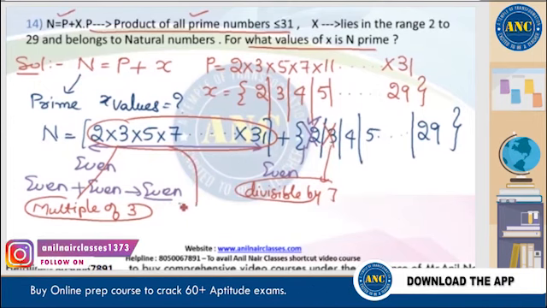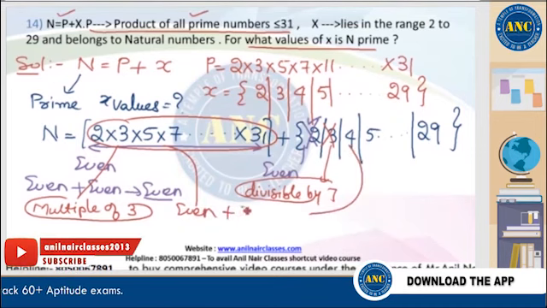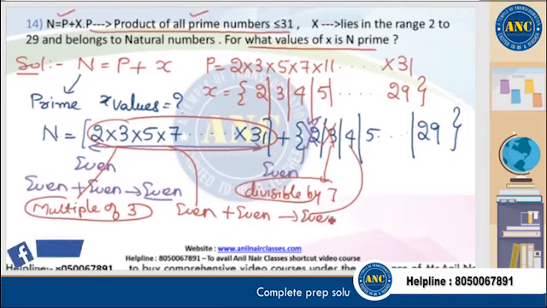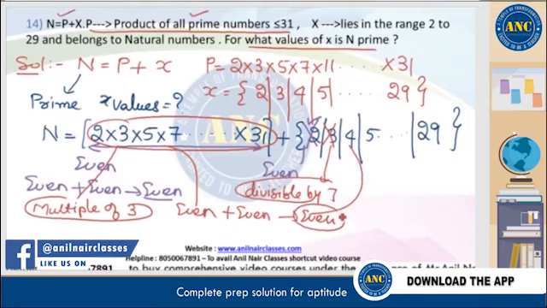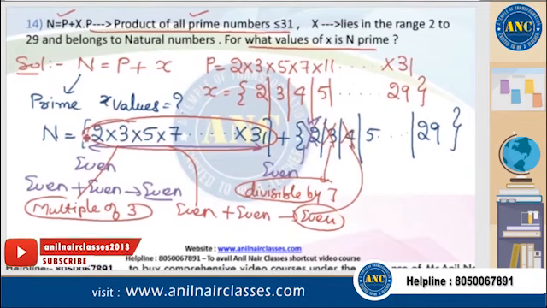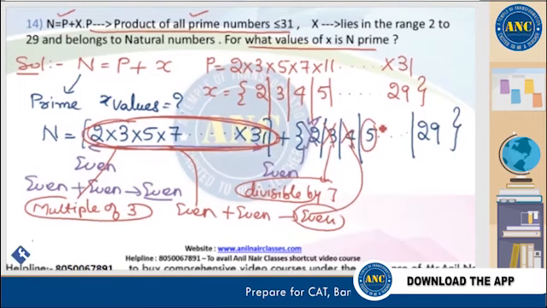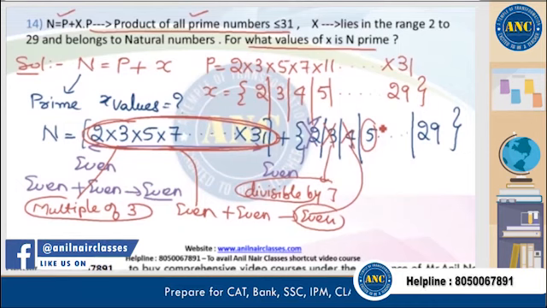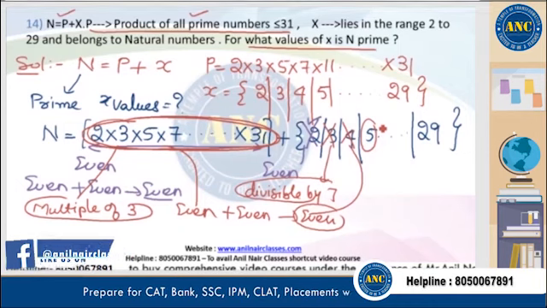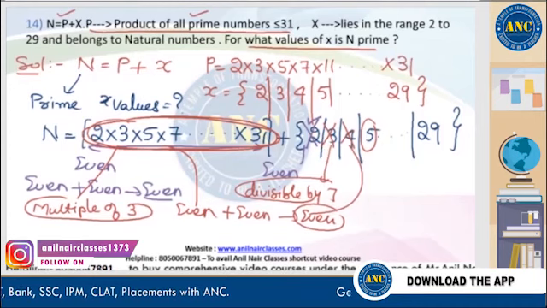Again, 2 into any number is even. Next case, 4. 4 is an even number. Even plus even is an even number. For an even number other than 2, there cannot be any prime number. So 4 is out. P is also divisible by 5. Next 5: 5 is divisible by 5. If I add two numbers which are divisible by 5, the answer will be divisible by 5. So on and so forth.